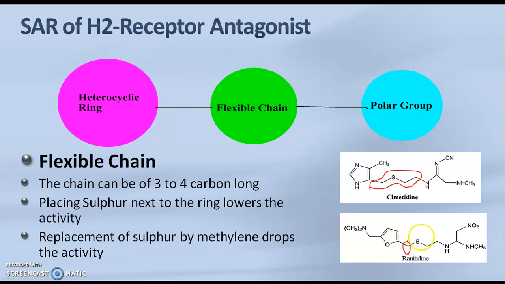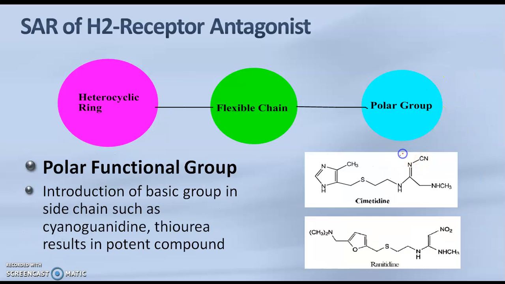The last point of SAR is that people tried to replace sulfur with other atoms like nitrogen, oxygen and carbon, but that resulted in a decrease in activity. It means that sulfur is essential. At the end I can say this part is essential because any kind of change results in a decrease in activity. Now we are looking at the SAR of the polar group, or terminal group. In all four structures, either guanidine or a urea-type structure is there. It means that the presence of a polar group, or basic polar group, enhances activity.